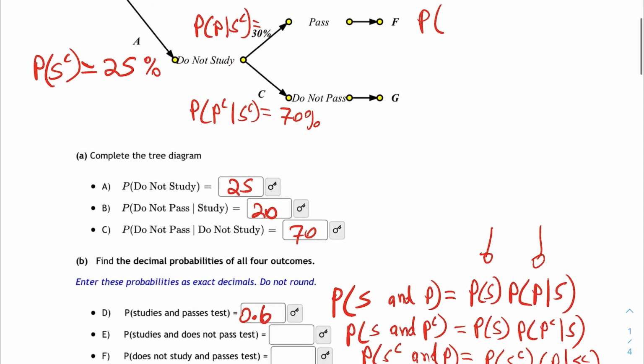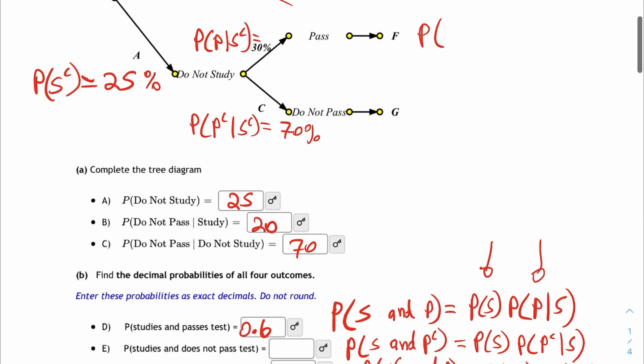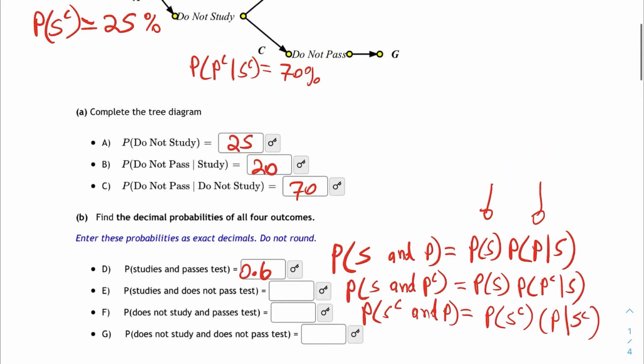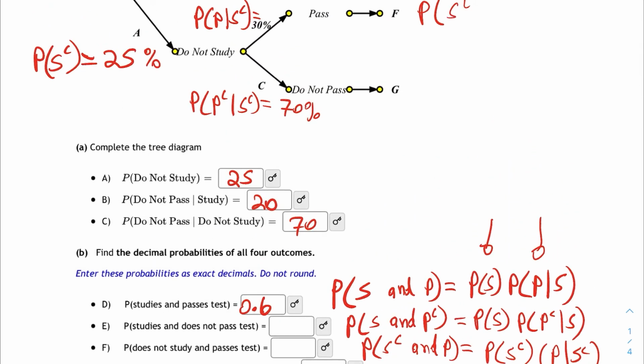So this is the probability of not studying and passing. And that's equal to 0.075.